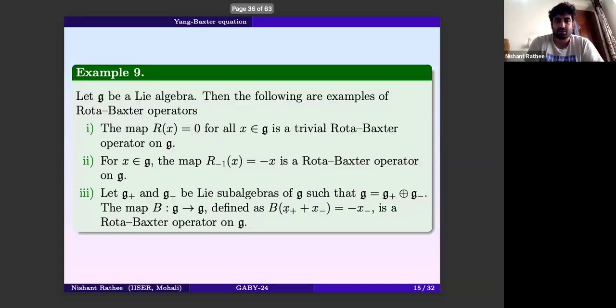Okay. So let's see some examples of Rota-Baxter operators over a Lie algebra. Of course, the zero map, everything going to zero, is an example of a Rota-Baxter operator over any Lie algebra. X going to minus X is a Rota-Baxter operator over G. And similar to groups, suppose you have a decomposition of G into its Lie subalgebras G plus and G minus. Then you can define a map X plus X minus going to minus X minus. Then this will again be a Rota-Baxter operator on G.